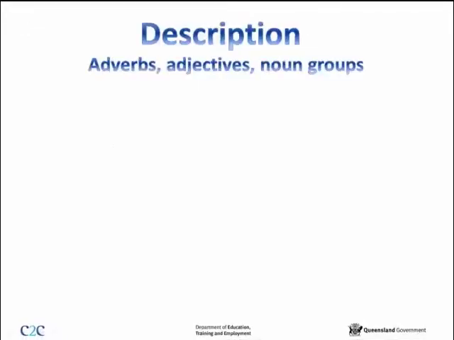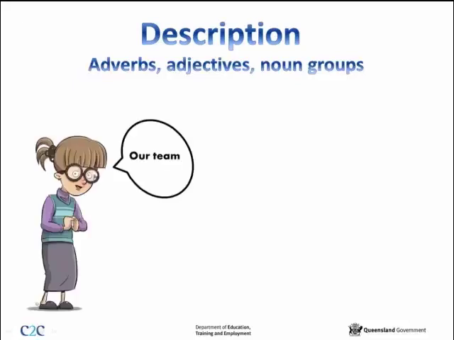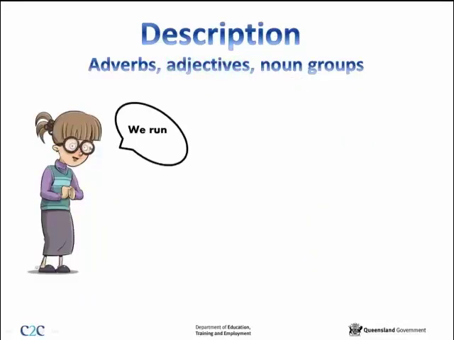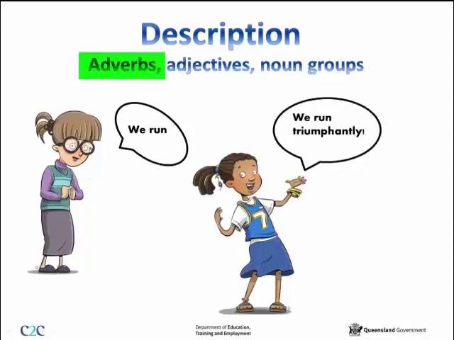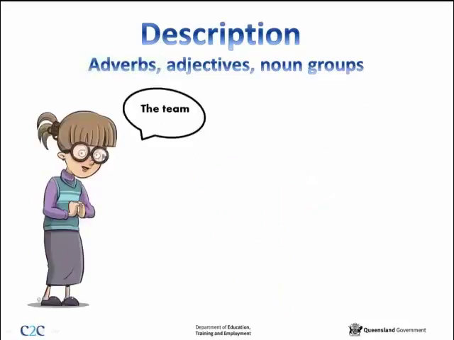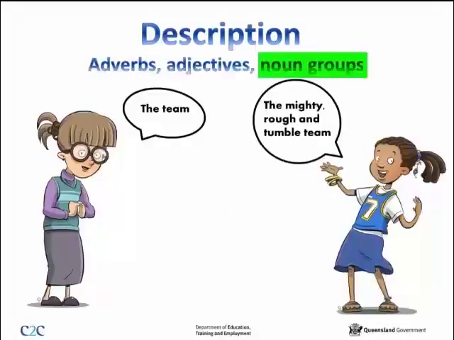Description you already know about. Adverbs, adjectives, and noun groups are just ways that you can help describe a particular feature. So instead of a really plain terminology like our team, you might use an adjective and say our victorious team. Instead of saying we run, you might use an adverb like we run triumphantly. Instead of a simple noun like the team, you might create a noun group like the mighty rough and tumble team.